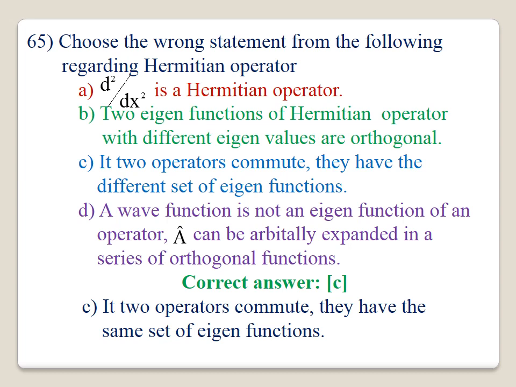D, the wave function that is not an eigenfunction of an operator A cannot be arbitrarily expanded in a series of orthogonal functions. It is also correct. Option A, option B, option D are correct. Here the wrong statement is option C. Two operators that commute have the same set of eigenfunctions.